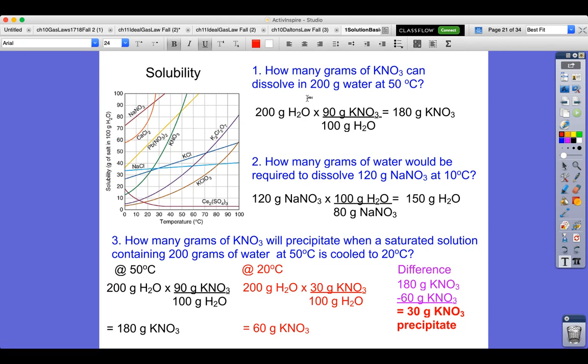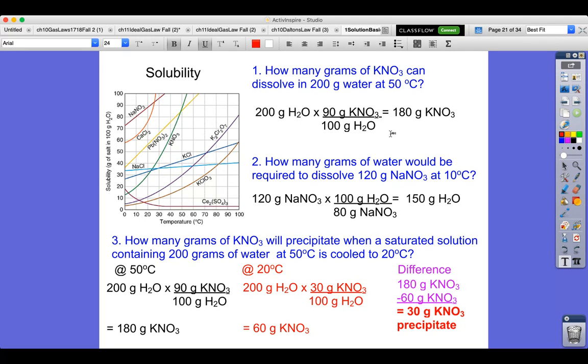So the first question I ask is, how many grams of potassium nitrate can dissolve in 200 grams of water at 50 degrees Celsius? What we would do is just use dimensional analysis. We know that we have 200 grams of water at 50 degrees Celsius. And if we look at KNO3 at 50 degrees Celsius, we said you can dissolve about 90 grams of potassium nitrate for every 100 grams of water. Since you have twice as much water, you can dissolve twice as much solute as you could in 100 grams of water. So that would be 180 grams of potassium nitrate that could dissolve.